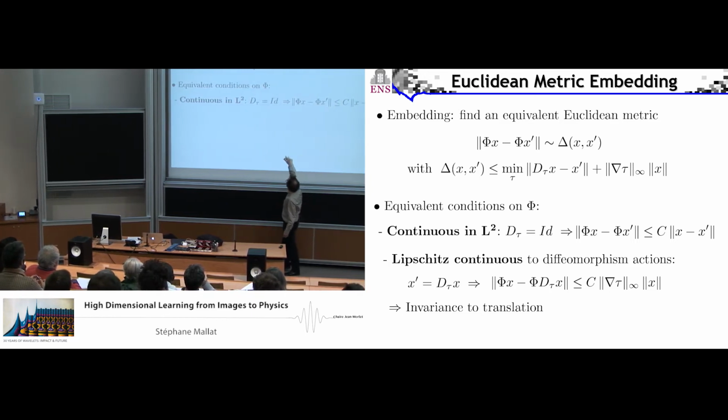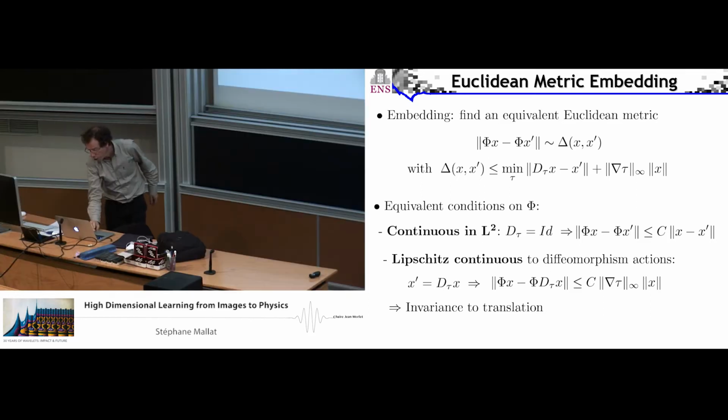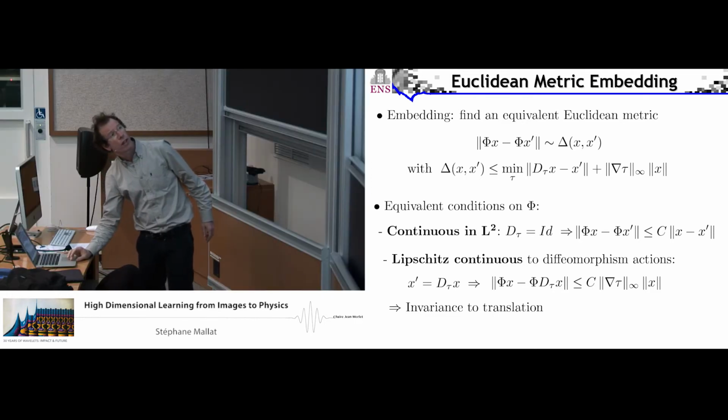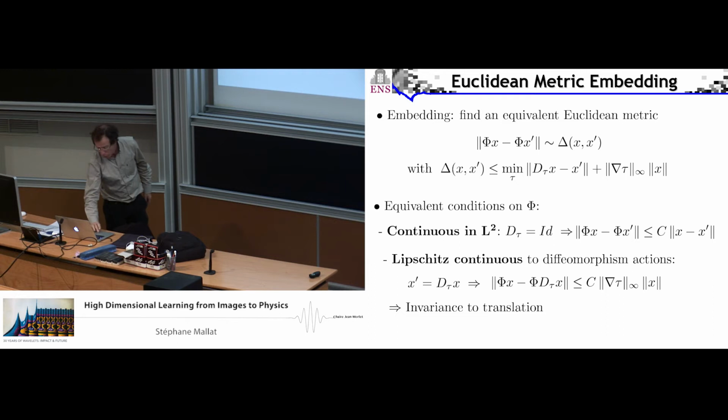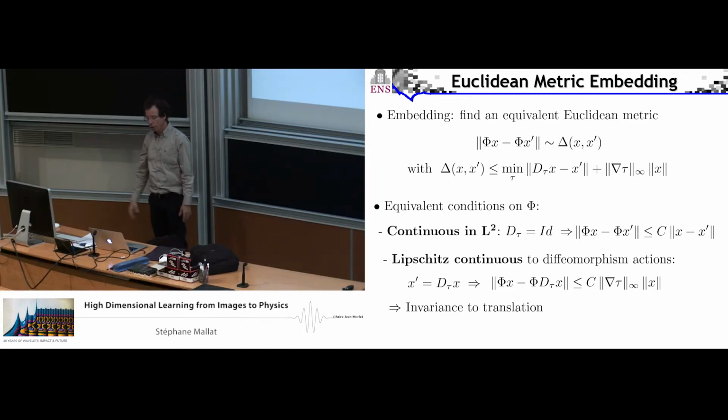So if you have such a property, if you take a deformation which is the identity, immediately you see your representation has to be stable to additive noise, or continuous in L2. Phi of x minus phi of x prime should be smaller than x minus x prime. If you take for x prime a deformation of x, what you get is that the representation of x minus the representation of x deformed should be controlled by the size of the deformation. And that will be the difficulty. Obviously, it's very simple to get the first inequality. The second one is much more difficult. In particular, it implies invariance to translation, but that's obviously not the difficulty.